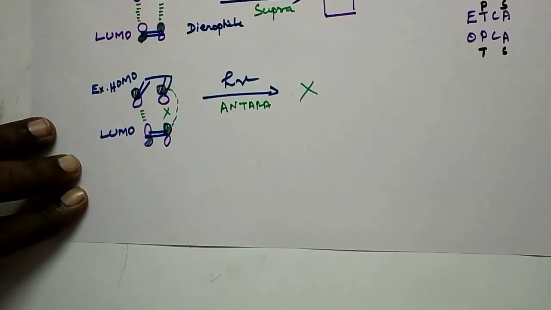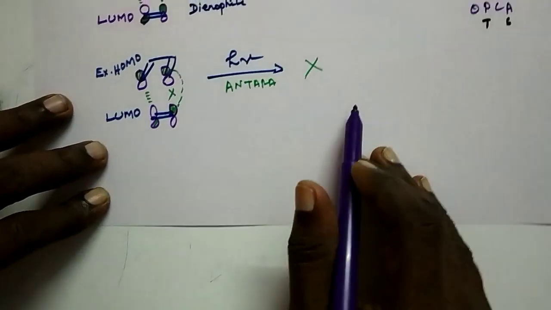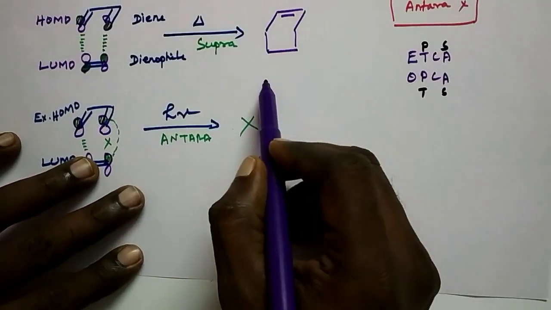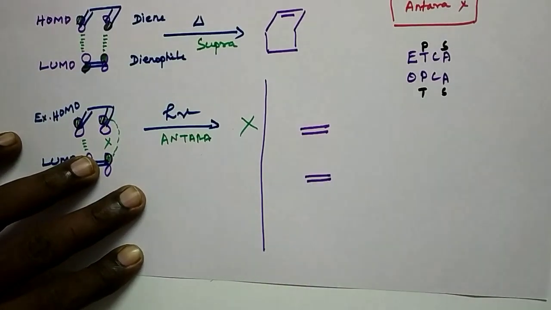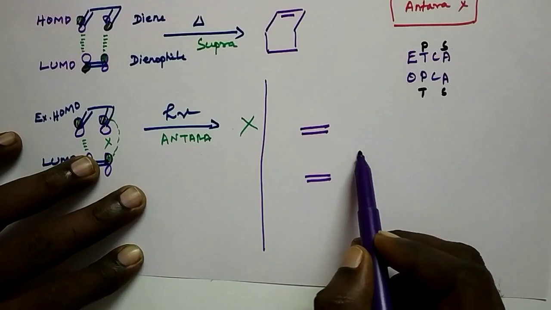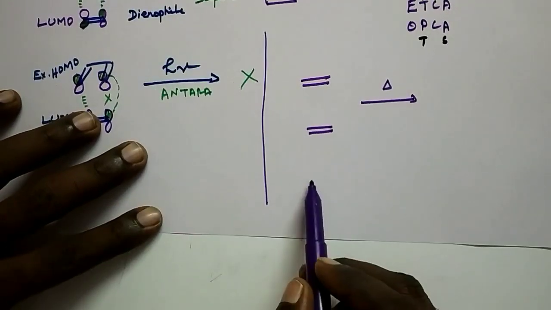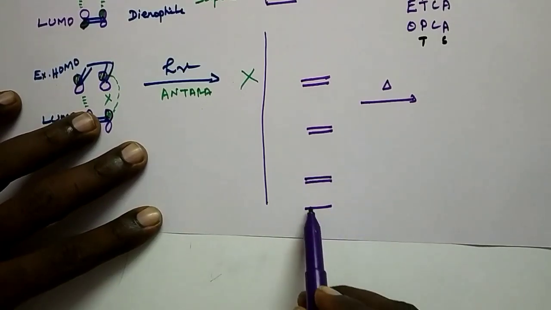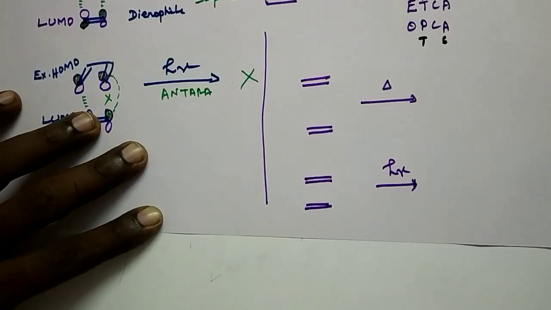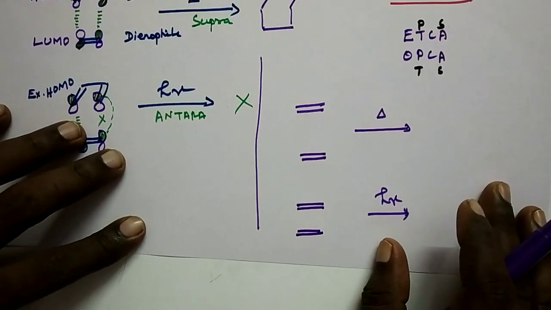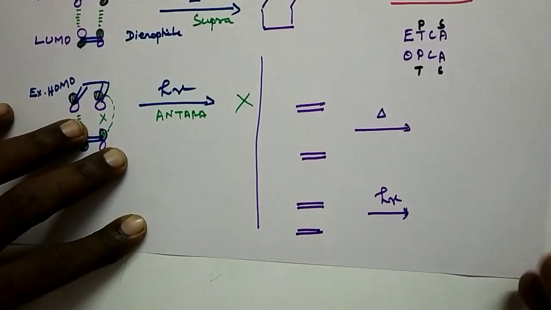2 plus 2 cycloaddition means, okay, let me write it here. 2 plus 2 cycloaddition thermally and 2 plus 2 photochemically. By ETKA, OPKA itself we can say, 2 plus 2 means how many? 1, 2, 2 pi bonds. Okay, 2 is an even number.